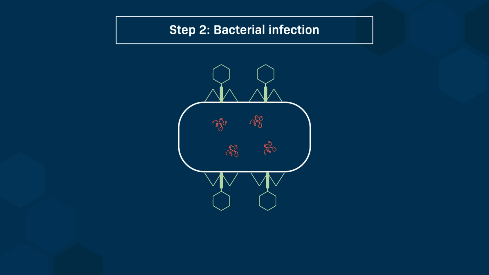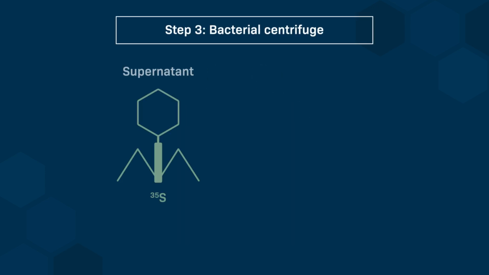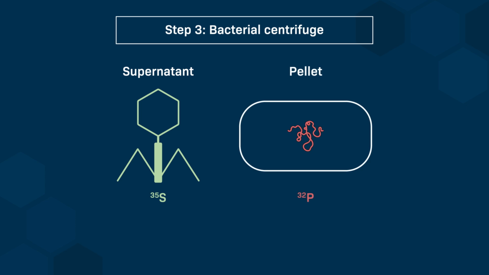Then the blended solution was subjected to centrifugation. This resulted in a supernatant that contained empty bacteriophage particles containing sulfur-35 labeled protein but without DNA, and a pellet that contained heavier components like the bacteria with the phosphorus-32 labeled bacteriophage DNA.